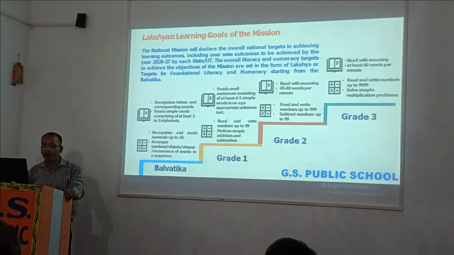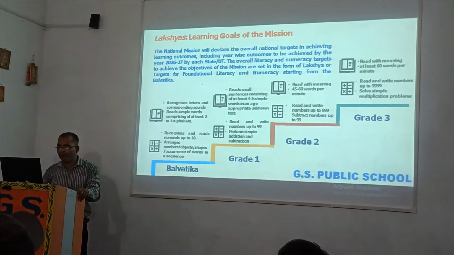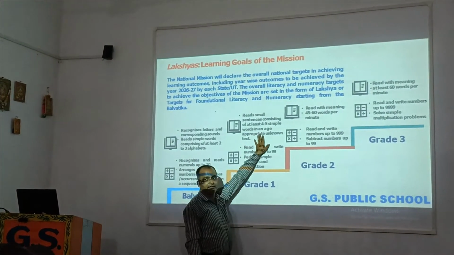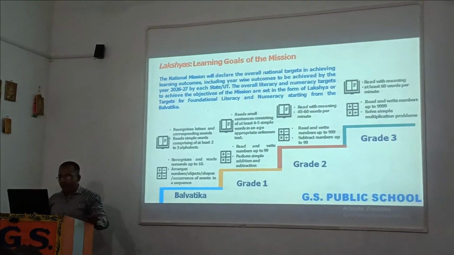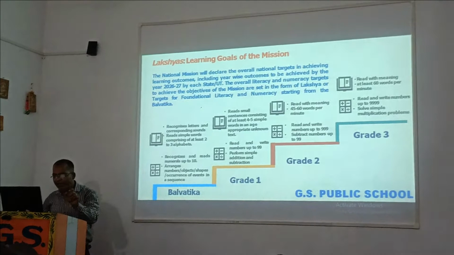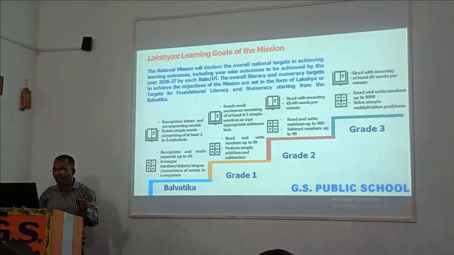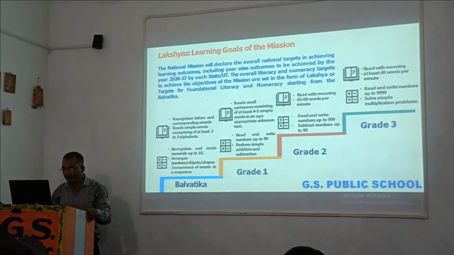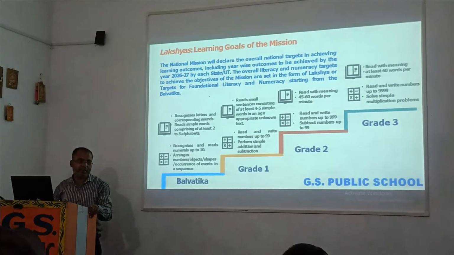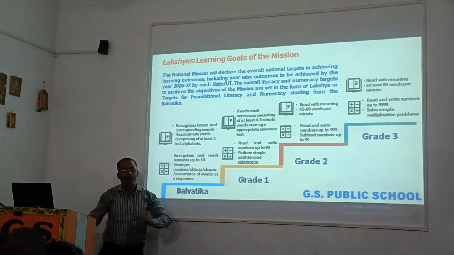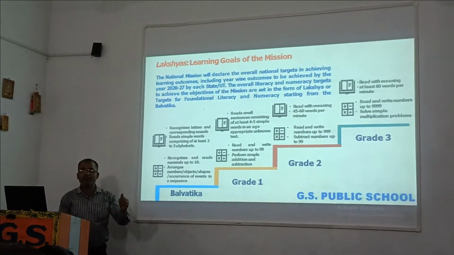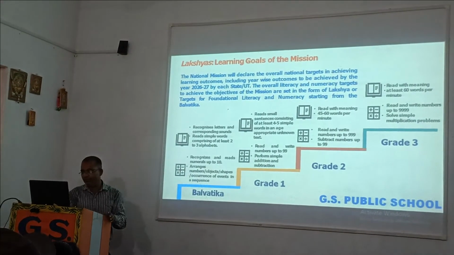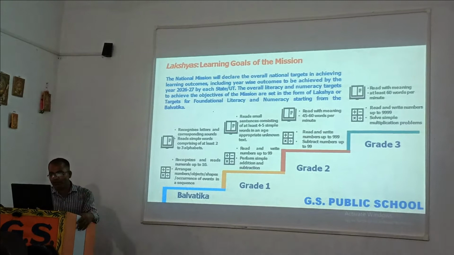Now, if you talk about grade 1, a student should be able to read small sentences of at least 4 or 5 simple words in an age-appropriate unknown text. Talking about numbers, read and write numbers up to 99. It means a student should progress from pre-primary to the next standard. This is the setting of numeracy and literacy.